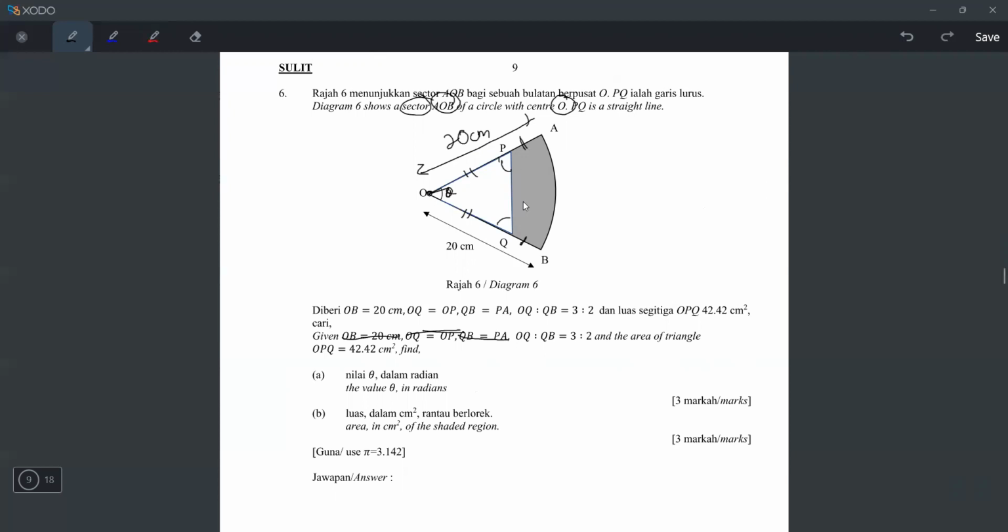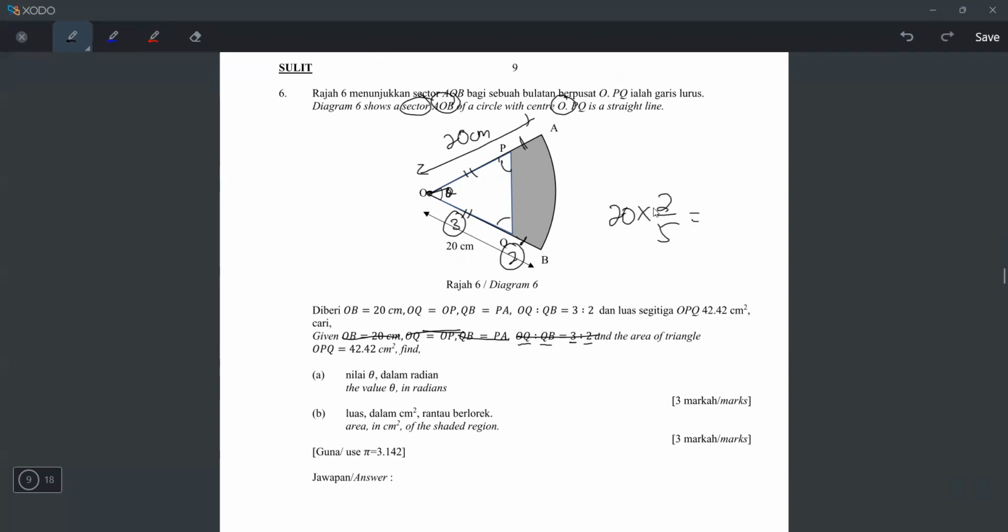So I will label like this, just to indicate that it's the same length lah. And then they say OQ ratio 3, QB the ratio is 2. So OQ the ratio is 3, QB the ratio is 2. Okay, if they give you the ratio, it means I can find QB panjang, right? Because the whole thing is 20 cm, right? So I just take 20 times with what? If I want to find QB, I will times with 2 over 5, right? Because total there's 5 portions here and QB only occupies 2 portions.